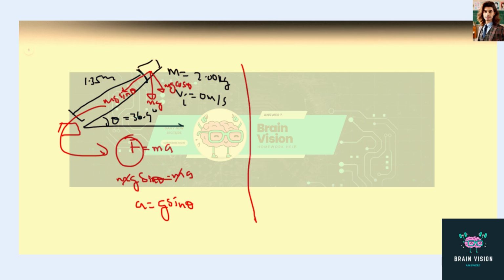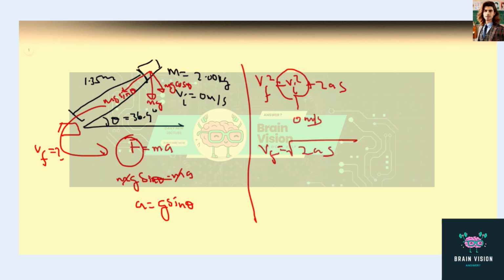Our goal is to find the final velocity at the bottom of the block. So using the equations of motion, v final squared equals v initial squared plus 2as. But remember, v initial was 0 meters per second, so we have v final equals the square root of 2as. a happens to be g sine theta, so this is the radical of 2 g sine theta times the displacement down the incline, which is s.